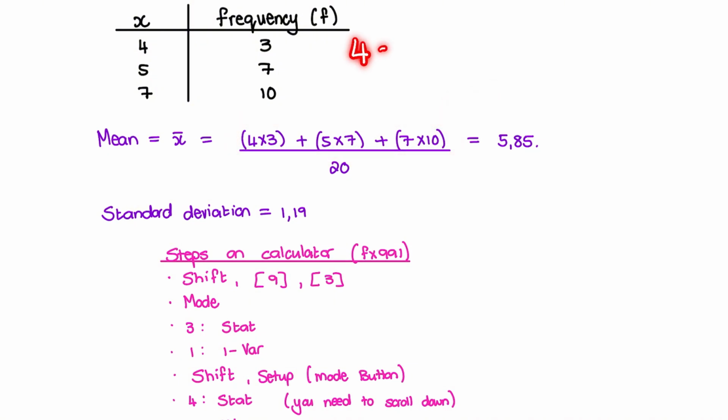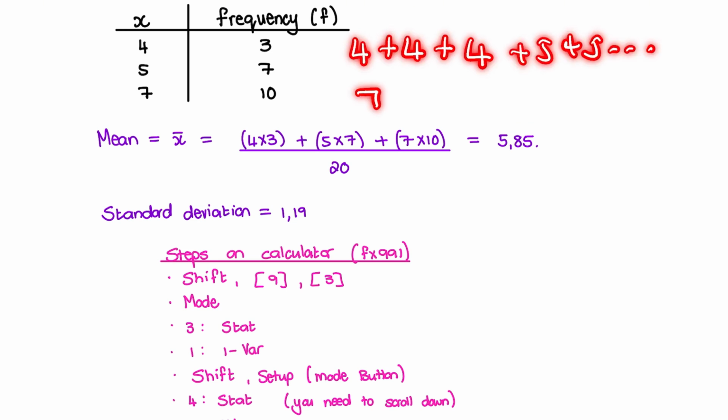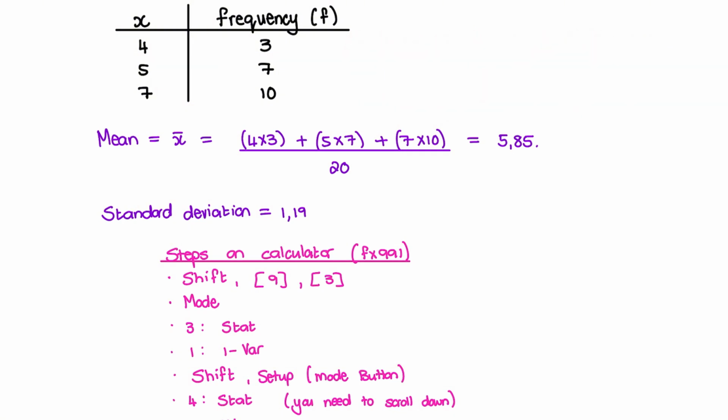So we are saving time. We're not saying 4 plus 4 plus 4 plus 5 plus 5 plus 5, 7 times, plus 7 plus 7 plus 7. So instead of expanding like that, we are using multiplication to find the total. Then the number of values that we observe is the total of these frequencies. So it's 3 plus 7 plus 10, and that is 20 values in our data set. So the average is 5.85.